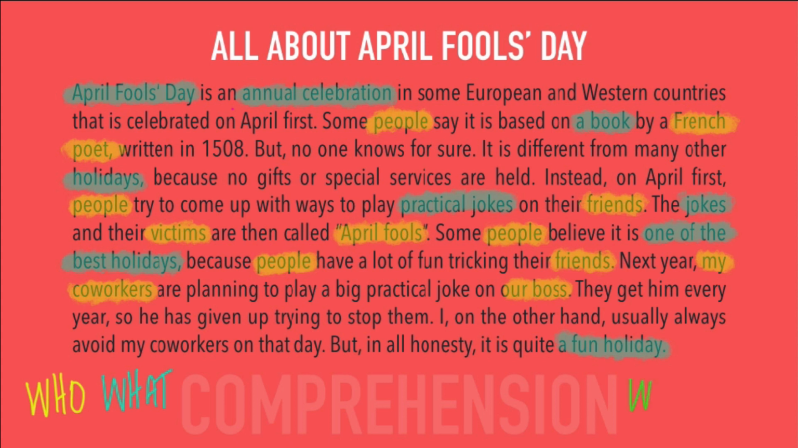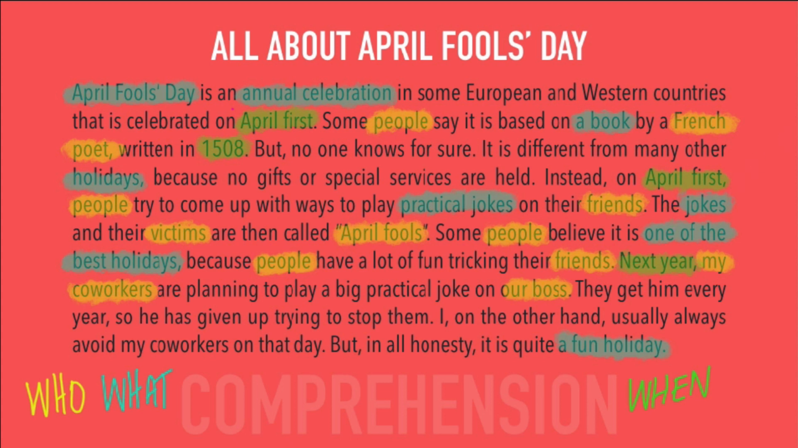Okay. Now we're going to go over when. So let's look at the article one more time and see what times are mentioned. Here we go. April Fool's Day is an annual celebration in some European and Western countries that is celebrated on, right there, April 1st. Some people say it is based on a book by a French poet written in 1508. So we have a year now. But no one knows for sure. Let's skim through. It is different from many other holidays. Instead, on April 1st, once again, April 1st is mentioned again. Let's look for another time period. The jokes are called April Fools. Some people believe it is one of the best holidays because people have a lot of fun tricking their friends. Okay, we see one more piece of information for when. Next year, my coworkers are planning to play a big practical joke on our boss.